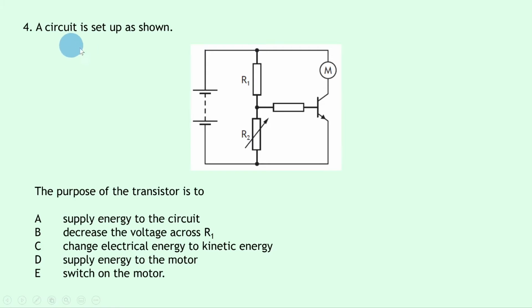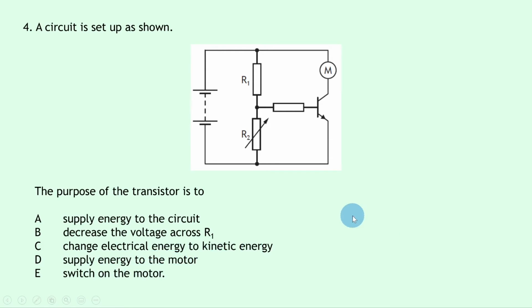Question 4 says that a circuit is set up as shown. So we've got this switching circuit here with the 2 resistors and a potential divider circuit with the battery. We've then got a resistor next to a transistor and a motor. And it says the purpose of the transistor is to supply energy to the circuit, decrease the voltage across R1, change electrical energy to kinetic energy, supply energy to the motor, or switch on the motor.